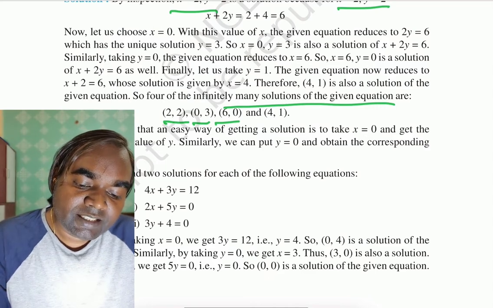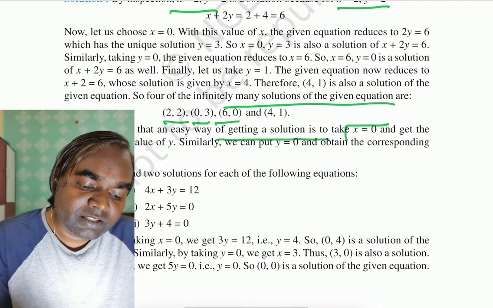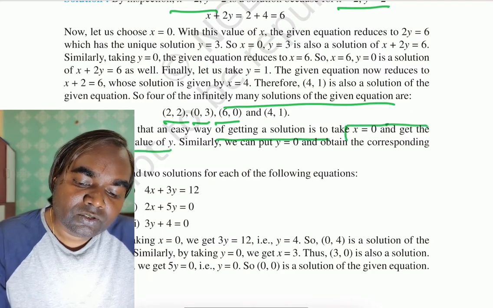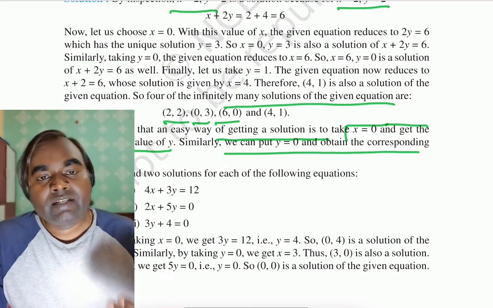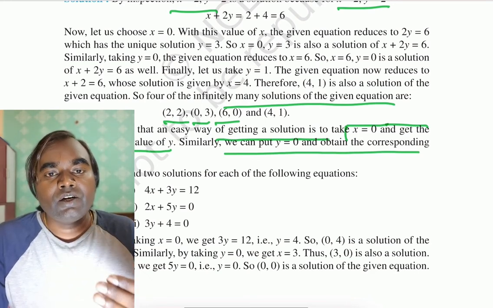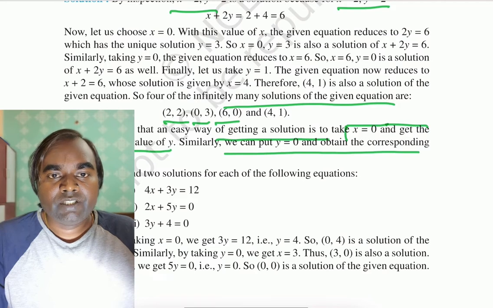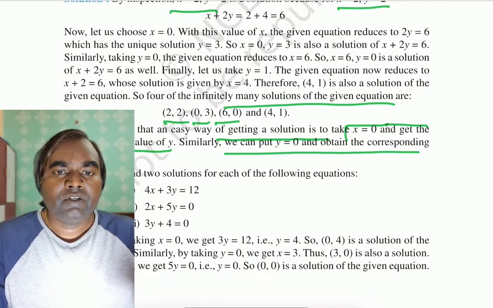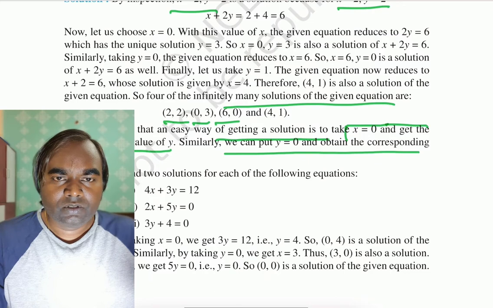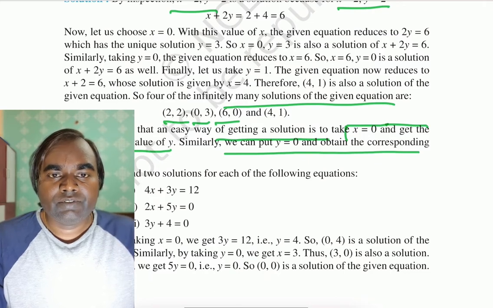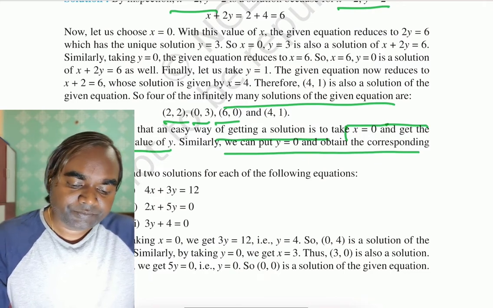So an easy way of getting a solution, as I told you, is to take x equal to 0 and get the corresponding value of y. Similarly, we can put y equal to 0 and obtain the corresponding value of x. So you can easily find the solutions of a linear equation in two variables by substituting x equal to 0 and finding the corresponding value of y, and putting y equal to 0 and finding the corresponding value of x. So this is an easy way to get the solutions of a linear equation in two variables.